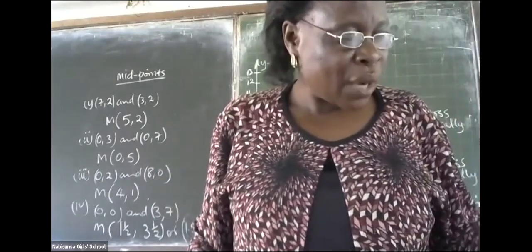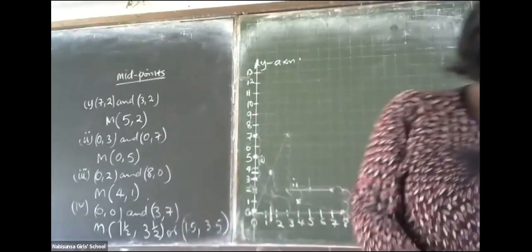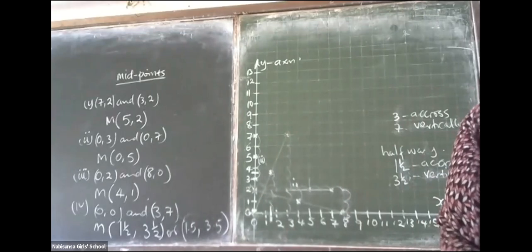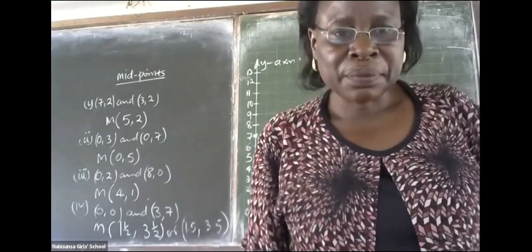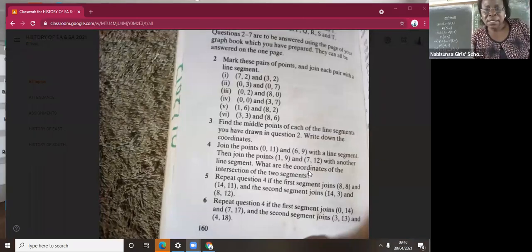Can we now look at Roman 5? Check on your screen. We had the points 1, 6 as the first point and 8, 2 as the second point.